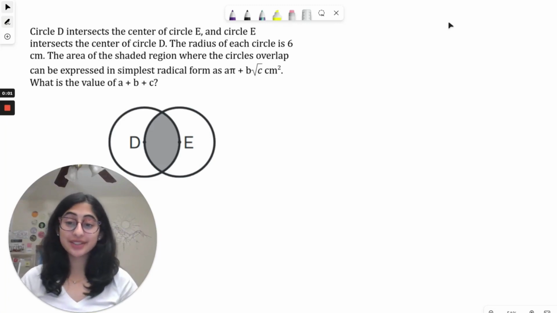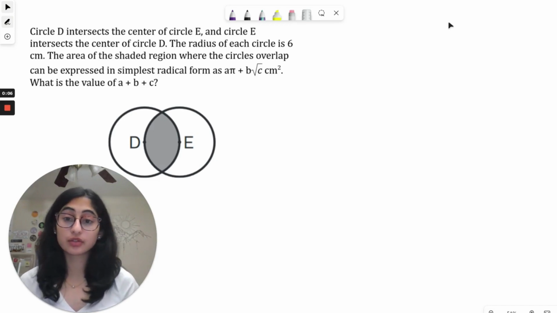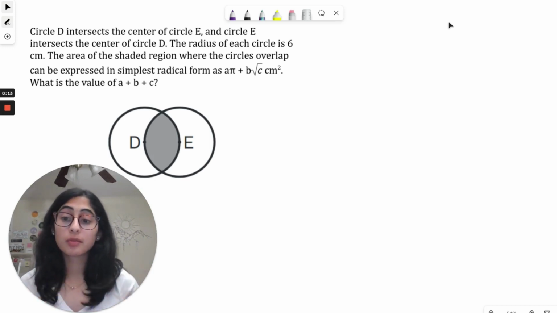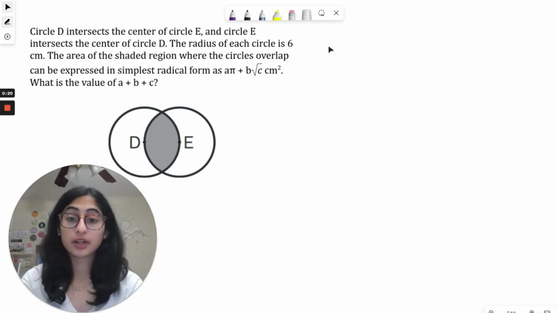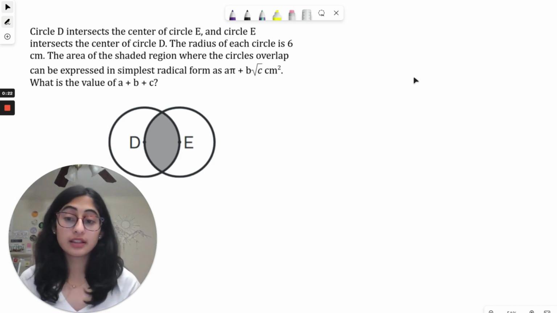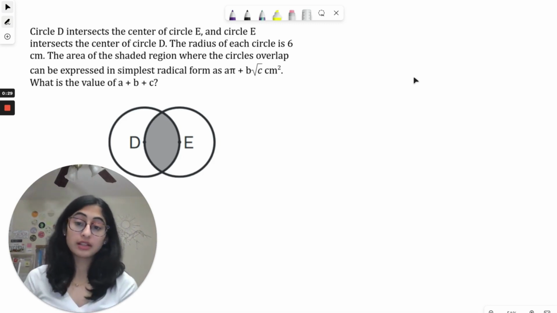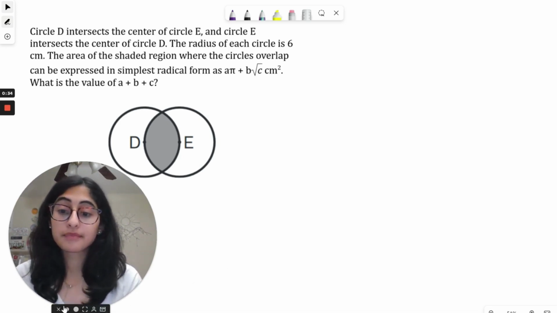Alright, so this question says circle D intersects the center of circle E, and then circle E intersects the center of circle D. The radius of each circle is 6 centimeters, and we're trying to find the area of the shaded region where both of those circles overlap, and it can be expressed as a pi plus b root c centimeters squared. So honestly, I think this is one of the most challenging, if not the most challenging question on any of the handouts so far, because it is pretty complex. But in any way, let's just get into it.